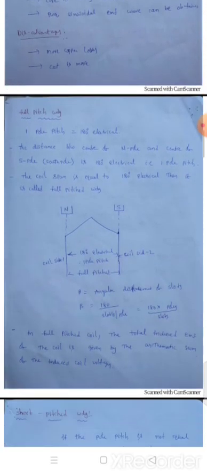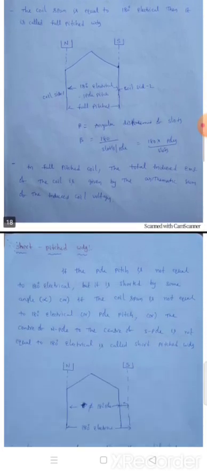Full pitch winding: I already told that full pitch winding is 180 degrees electrical, one pole pitch equal to 180 degrees. That is the distance between the center of the north pole and the center of the south pole is 180 degrees electrical. When the coil span is equal to 180 degrees electrical, it is called full pitch winding. In a full pitch coil, the induced EMF of the coil is given by the arithmetic sum of the induced coil voltages.